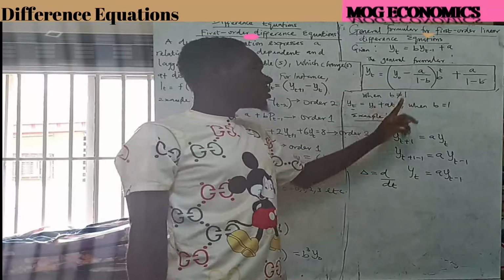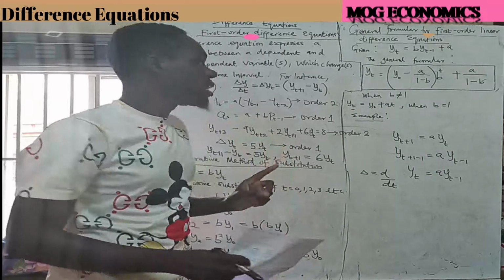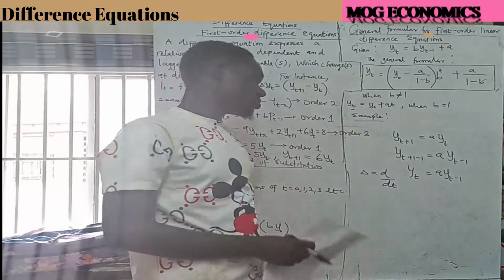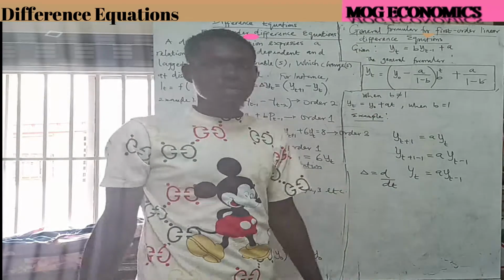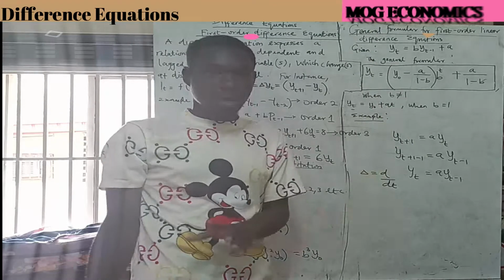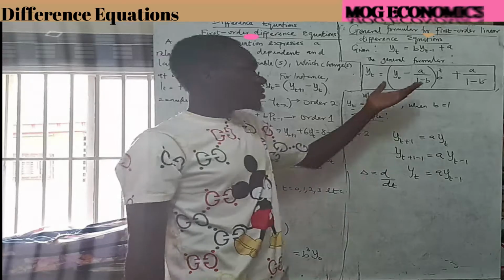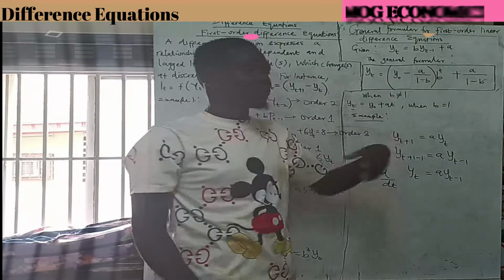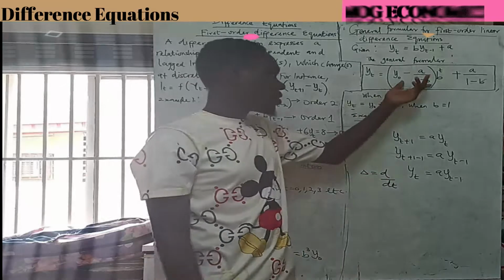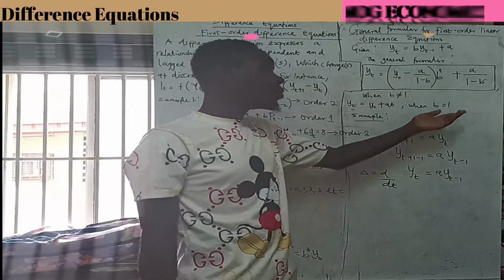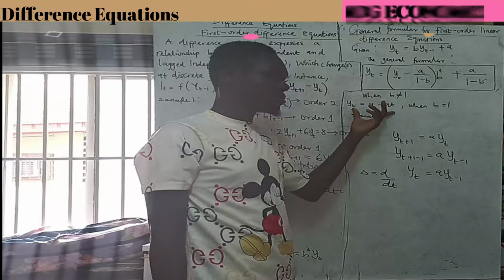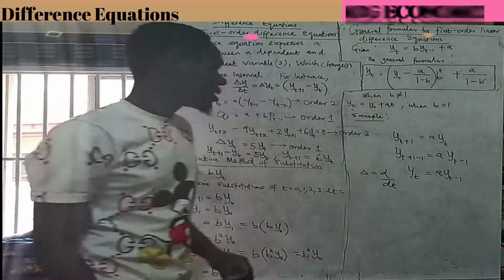Now there's a caveat to this. When b is not equal to 1, this formula will be applied. This formula, which we are going to see in most cases, will be applied. But when b is exactly 1, work with this. I hope you get that.